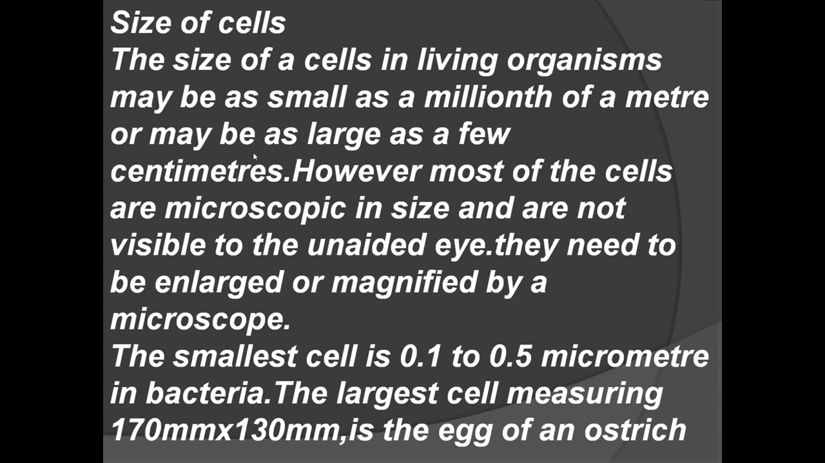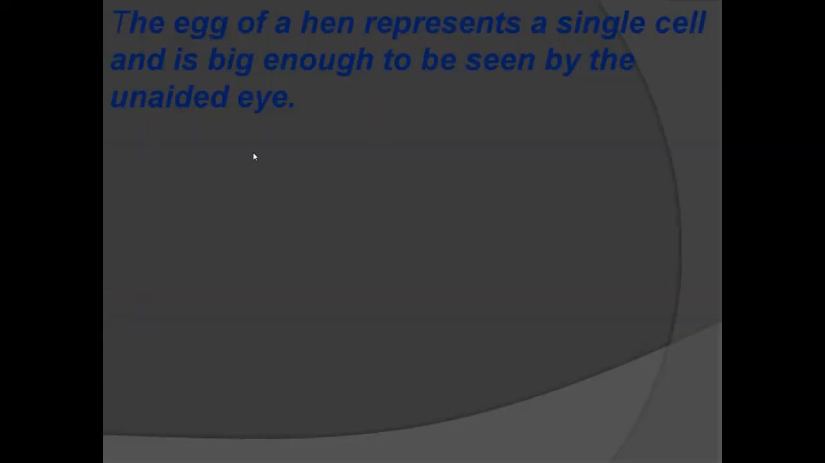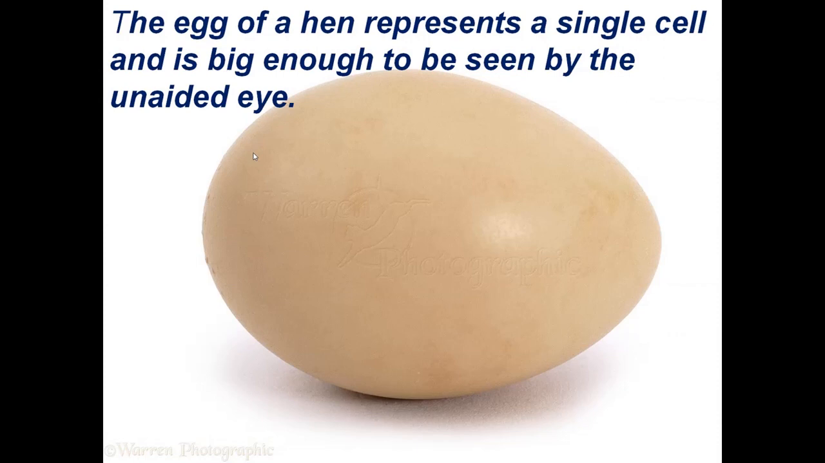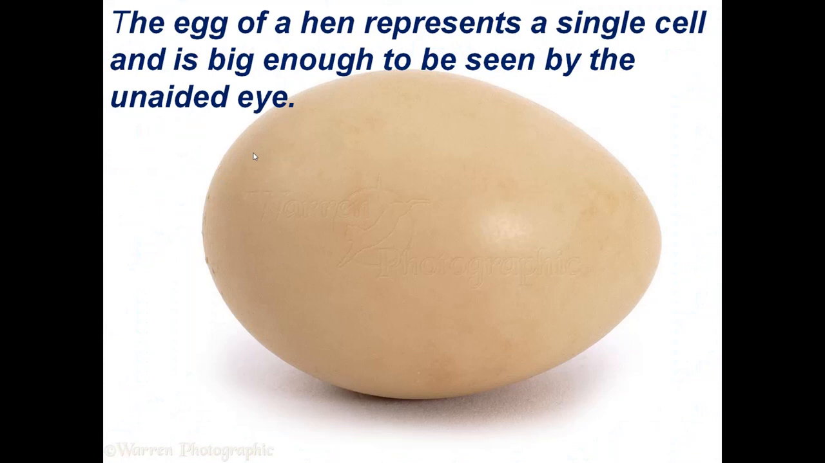The size of cells in living organisms may be as small as a millionth of a meter or may be as large as a few centimeters. However, most of the cells are microscopic in nature. They are microscopic in size and are not visible to the unaided eye. They need to be enlarged or magnified by a microscope. The smallest cell is 0.1 to 0.5 micrometer, as in the case of bacteria.